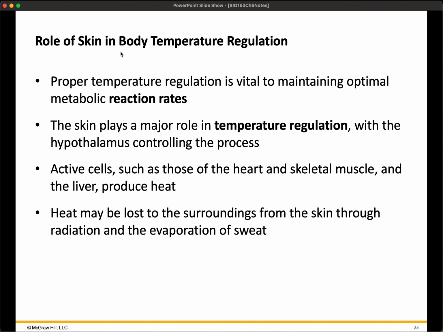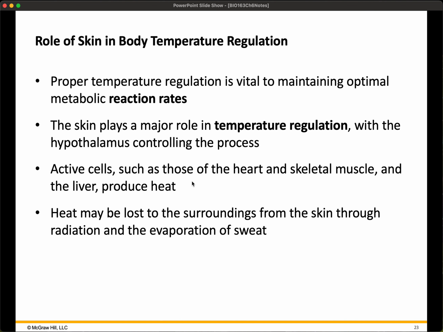All right, so role of skin in body temperature regulation. Proper temperature regulation is important to maintaining optimal metabolic reaction rates. Our body exists within a very narrow range of what is normal, and so our body is constantly working to keep us in that space, because that optimal metabolic reaction rate occurs at that temperature. Skin plays a major role with the hypothalamus controlling the process. We'll learn more about our hypothalamus when we get into the endocrine and nervous system lectures. It's this gland in your brain that responds to a lot of stimuli, kind of like the overall control center of your body's autonomic processes.